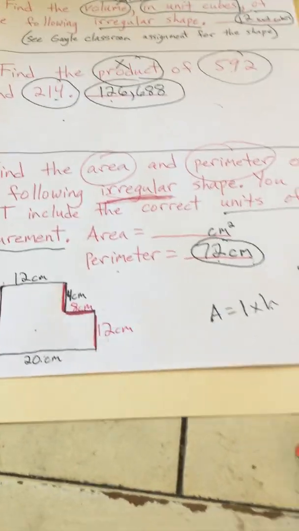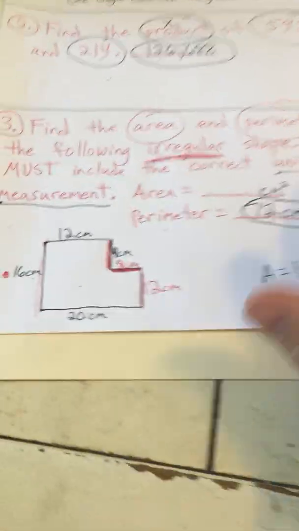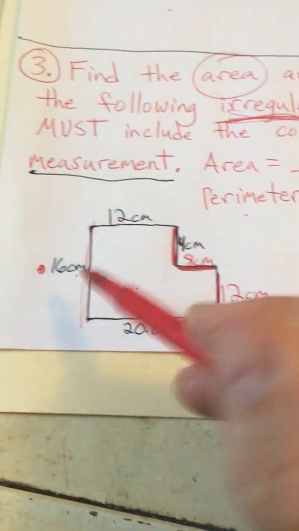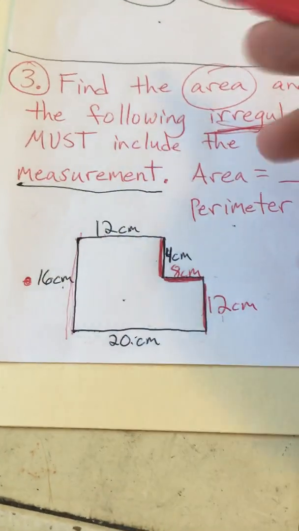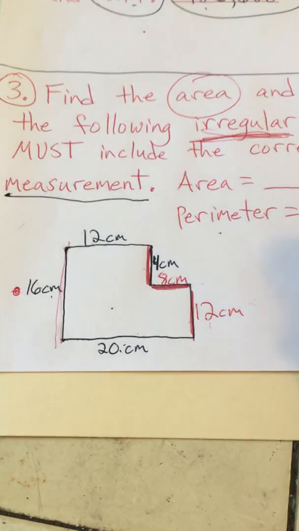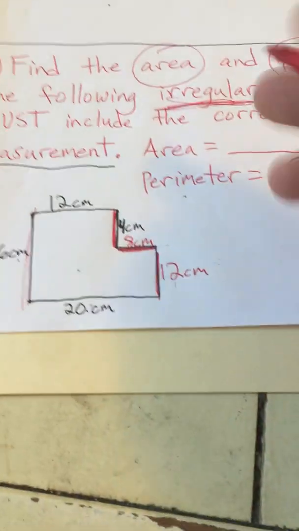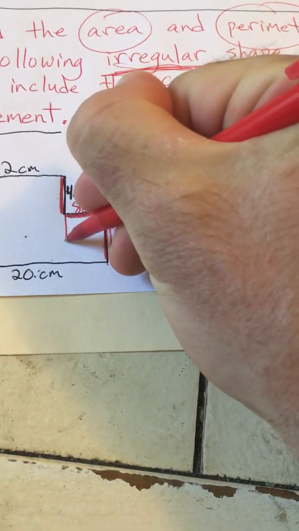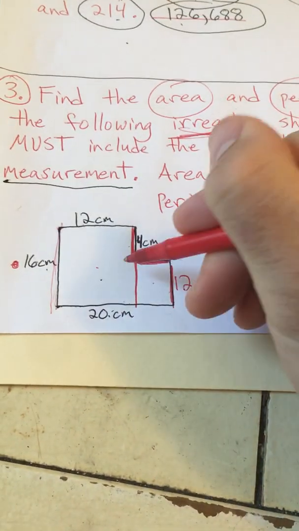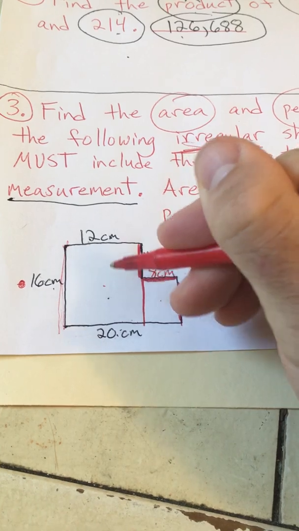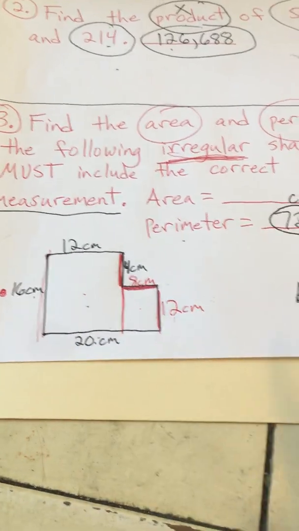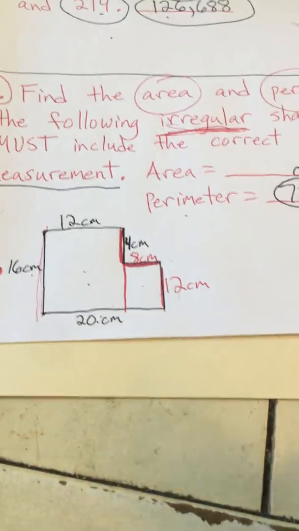Now, what I think is the harder part is we're going to find the area. But the trouble, again, is we have this irregular shape. If we did 16 times 20, that would also include this section here, which is not part of this irregular shape. So we can't just do 16 times 20. We got to cut it. We could cut it this way and make it this and this rectangle, or we could have cut it this way and made it this and this big rectangle. But either way, you're going to get the same answer because we're going to add those two areas together. Okay? But you got to be careful here.